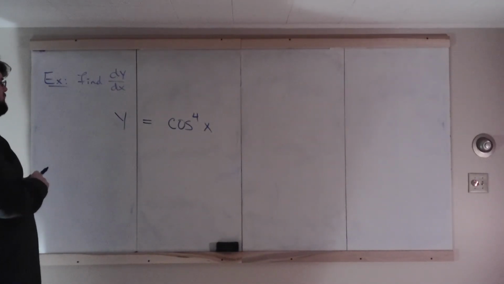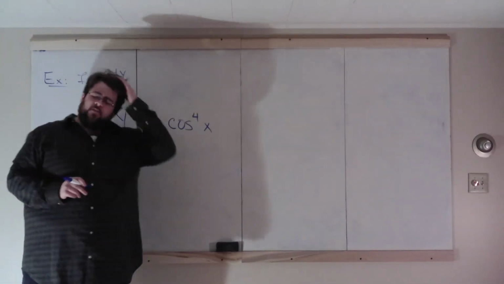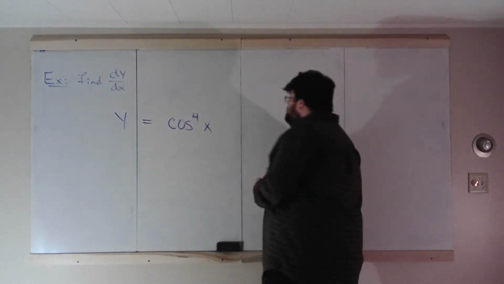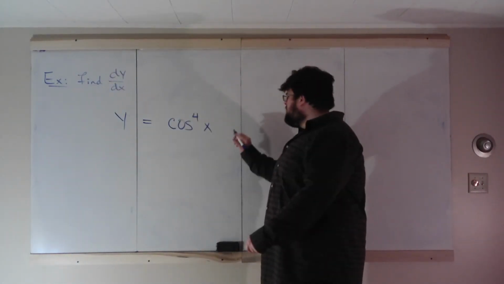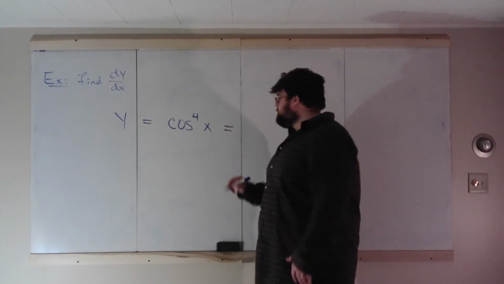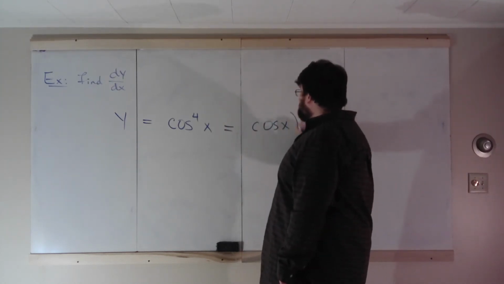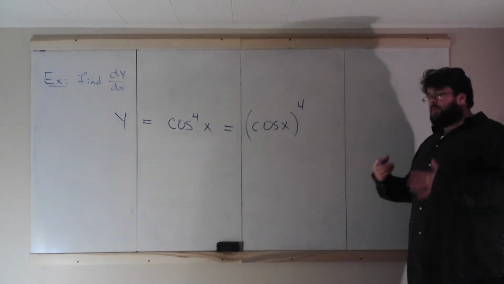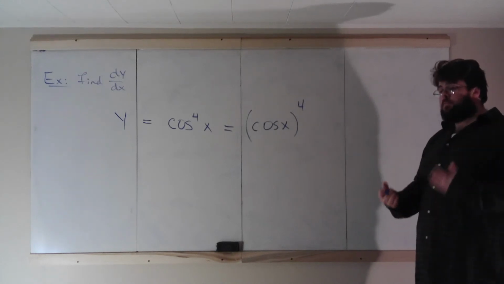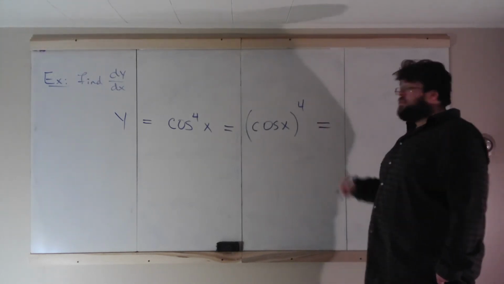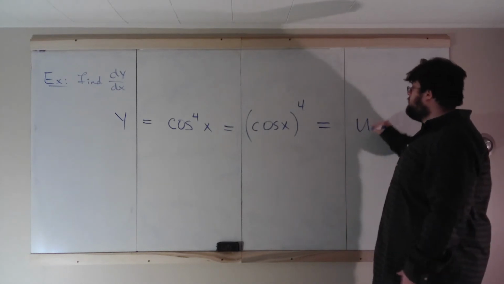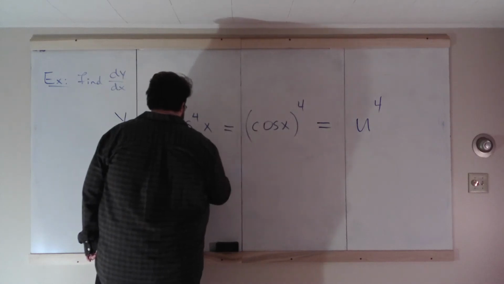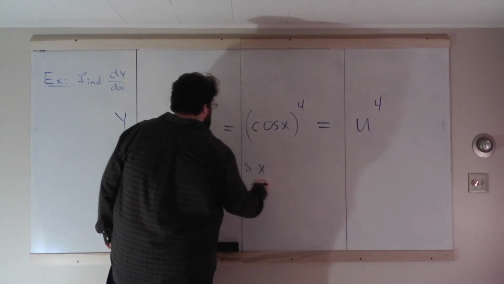Cosine to the 4th of x. What is this function? It might not be obvious what the u substitution should be, especially if it's written like this. Another way of writing cosine to the 4th is cosine of x all to the 4th. And when it's written like this, it might be more clear what the u substitution should be. Because here, we just have a function to the 4th. So we're going to let that equal u to the 4th, with our substitution u equal to cosine of x.